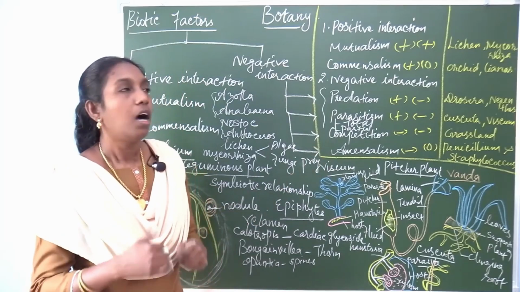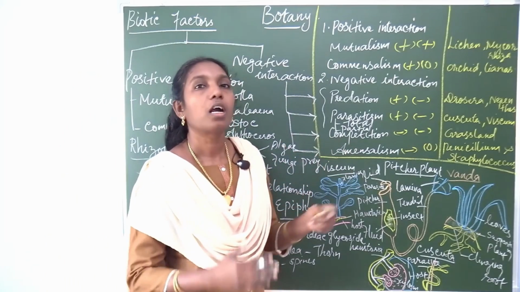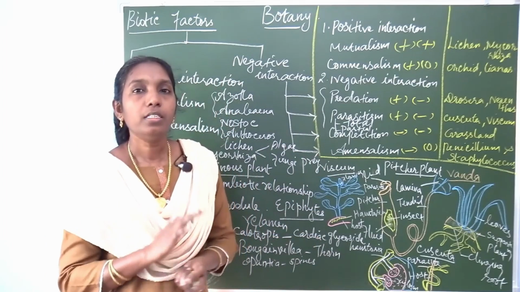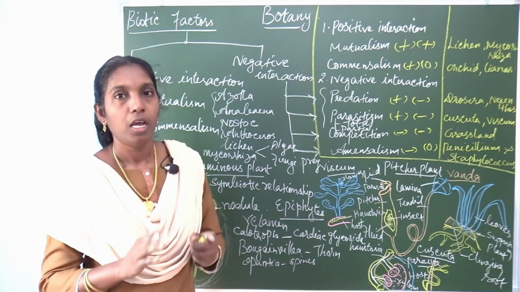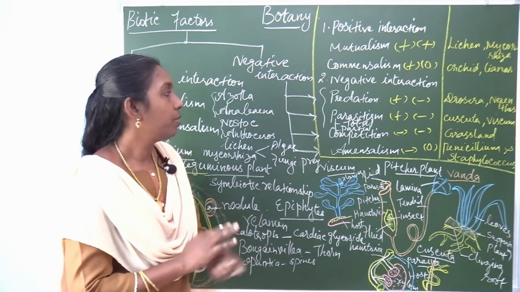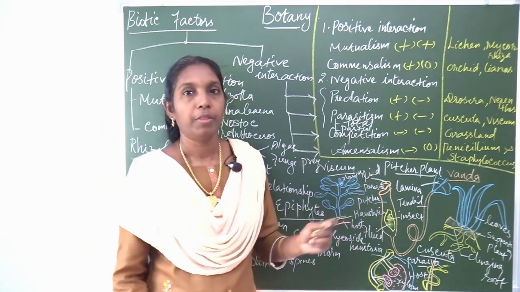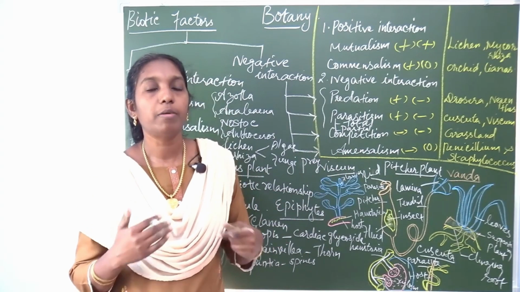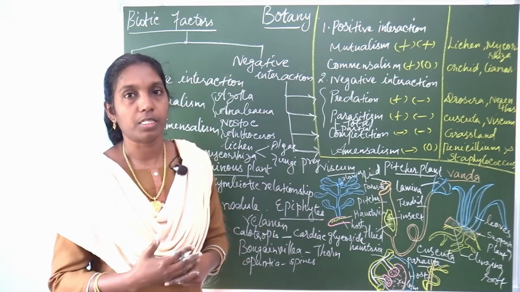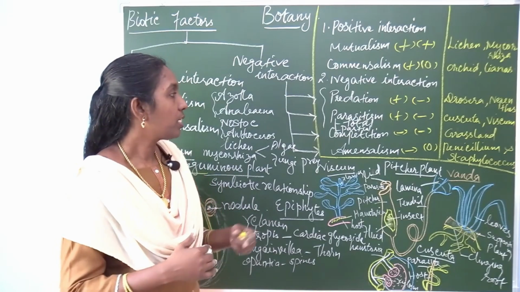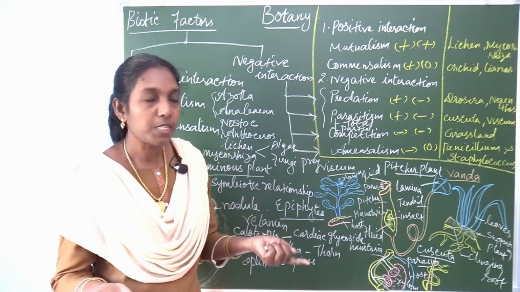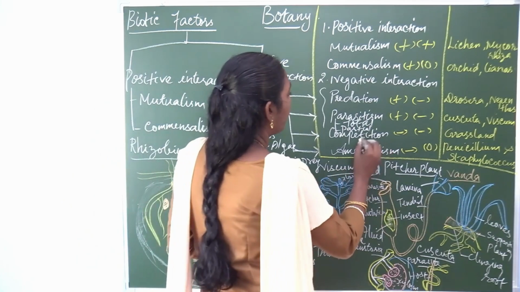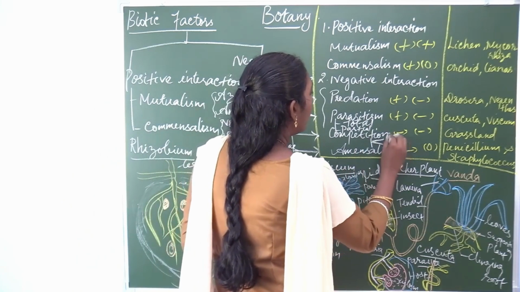Then another negative interaction is competition. In competition, both the organisms are harmed. So there is competition among different organisms. What are the competitions? This competition is also classified into intraspecific and interspecific.